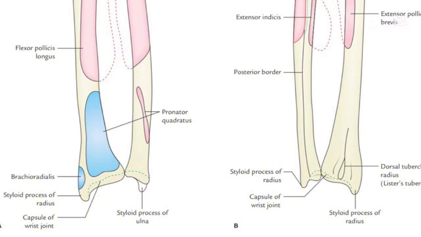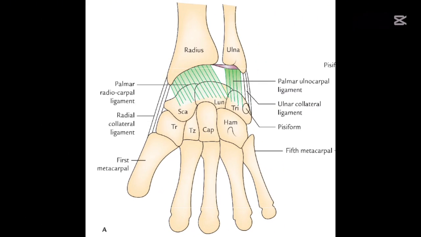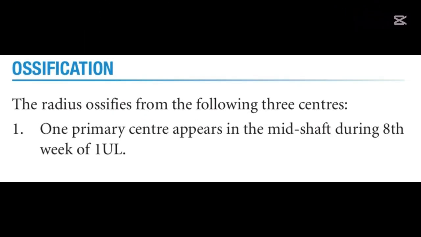brachioradialis is inserting there. The brachioradialis originates from the lateral supracondylar ridge and inserts on the base of the styloid process. Don't forget, the brachioradialis does not cross the wrist joint, since it inserts on the base of the styloid process, while the tip of the styloid process attaches the radial collateral ligaments of the wrist joint. Don't forget.